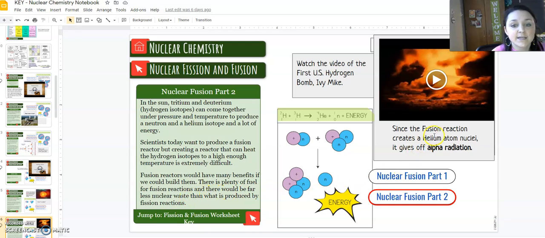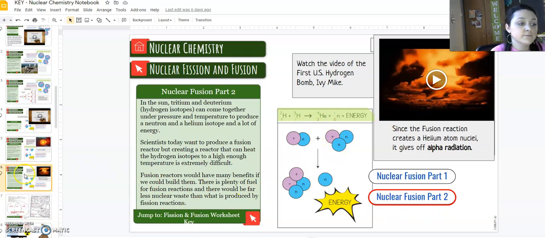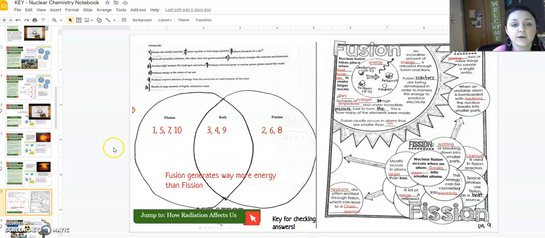And since fusion reactions create helium, it gives off alpha radiation. And the hydrogen bomb, if you watch here, it uses the process of fusion. All right, so what we're going to do here is I want you on your page to have this assignment. We're going to look at breaks into smaller particles.